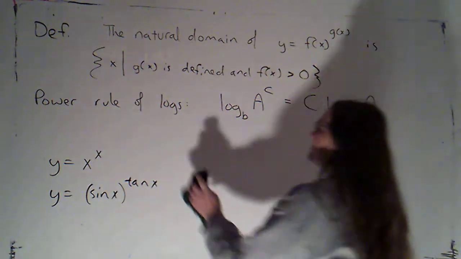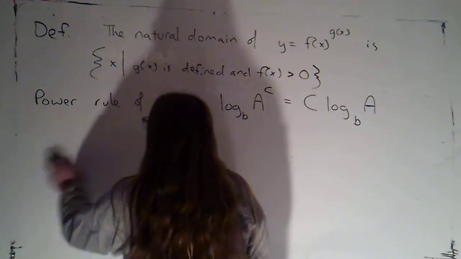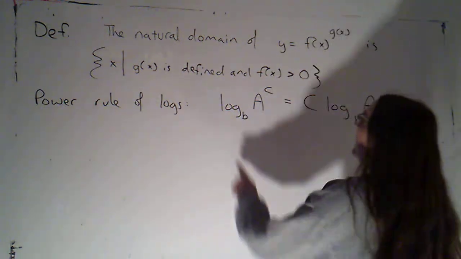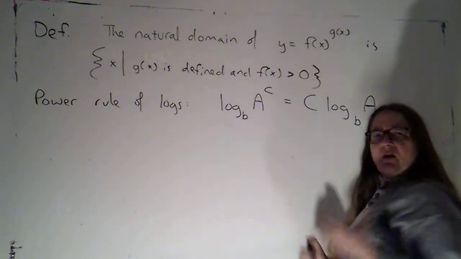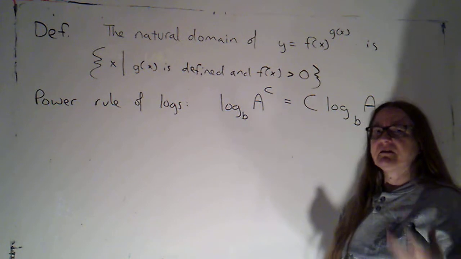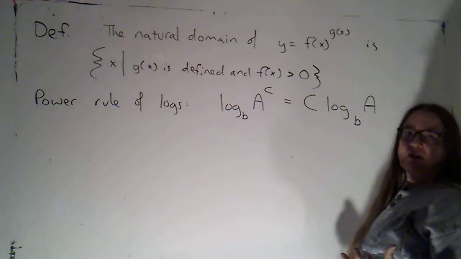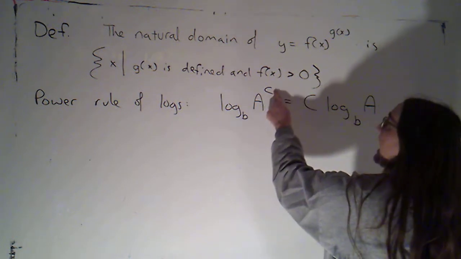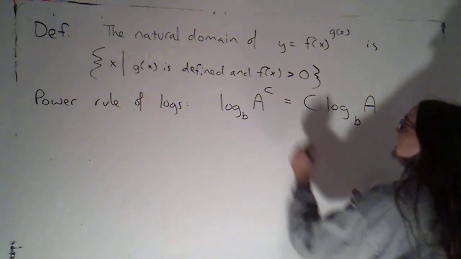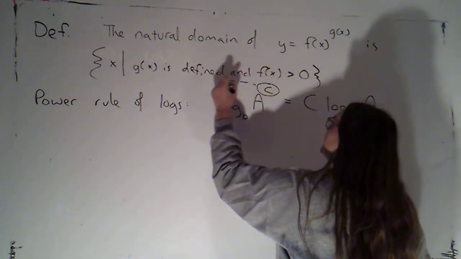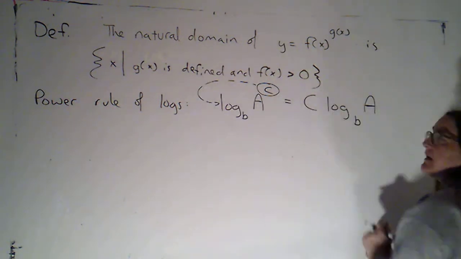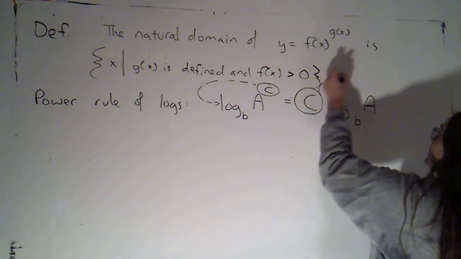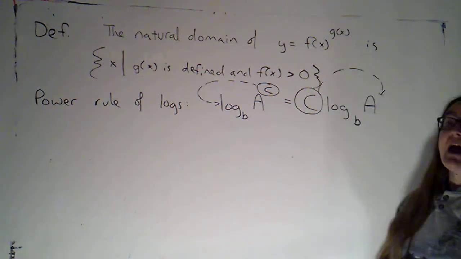Okay. Then I also remind you of the power rule of logs. This is something you should know. If I have the log base b, and almost always we're going to be using the log base e, which is the natural log. But if I have the log base b of a power, a to the c, this rule says I can bring that power down and make it a coefficient. And of course it works in the other direction. I could take a coefficient and bring it up and make it a power.